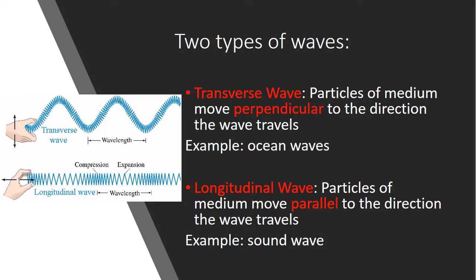There are two types of wave: transverse wave and longitudinal wave. In a transverse wave, particles of the medium move perpendicular to the direction the wave travels. An example of this is an ocean wave. In a longitudinal wave, particles of a medium move parallel to the direction the wave travels. An example of this is a sound wave.